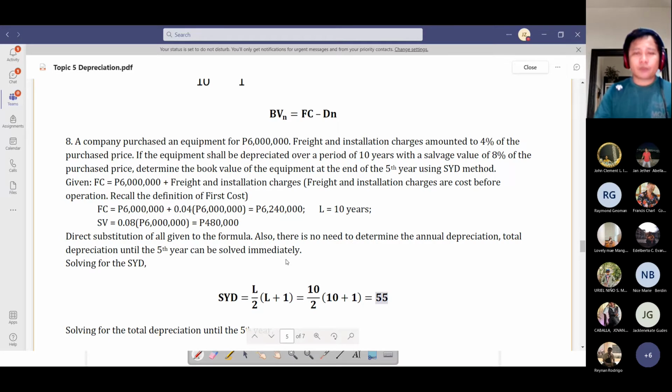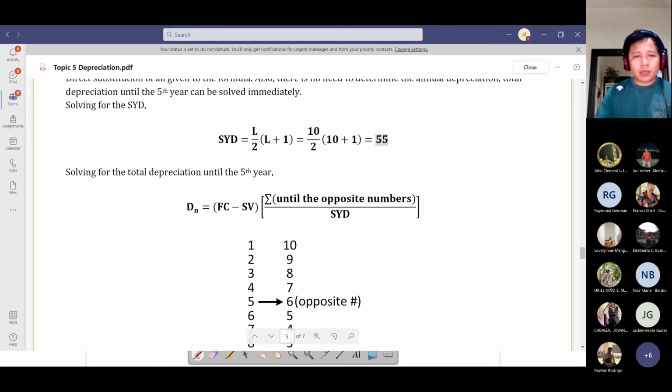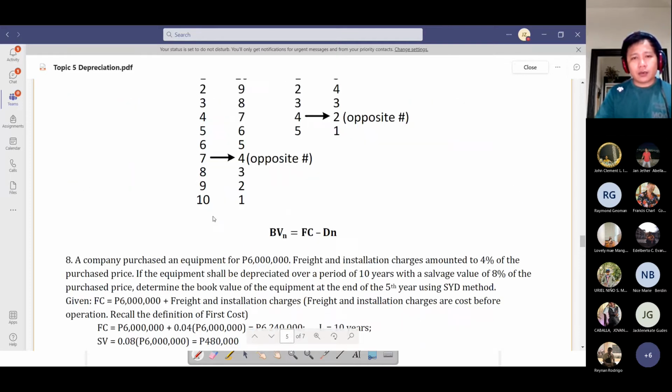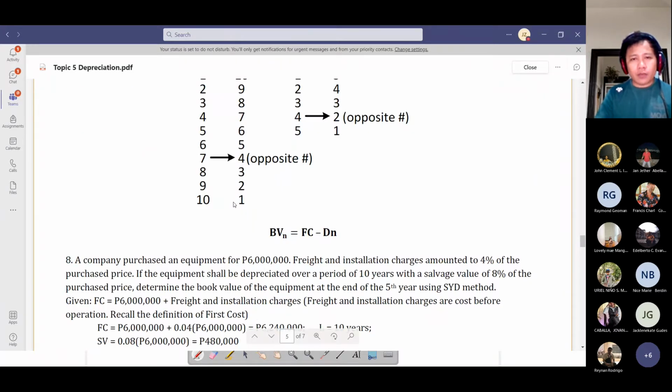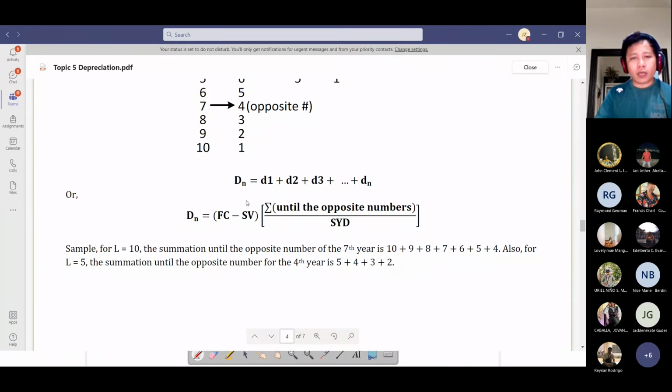Okay? Now, solving for the total depreciation. We did not solve for the annual depreciation because I'm going to use the shortcut. If I did not use the shortcut, then I would have to solve the annual depreciation one by one.